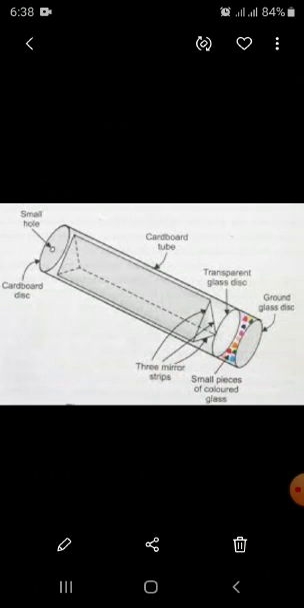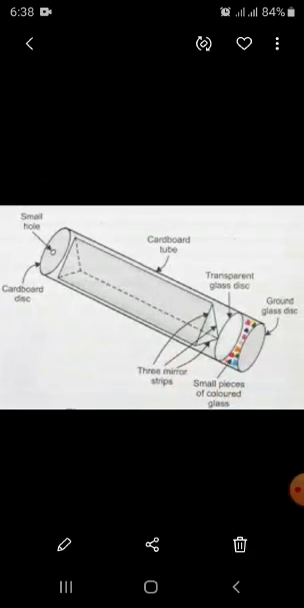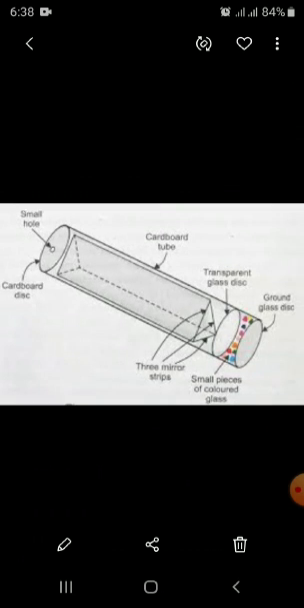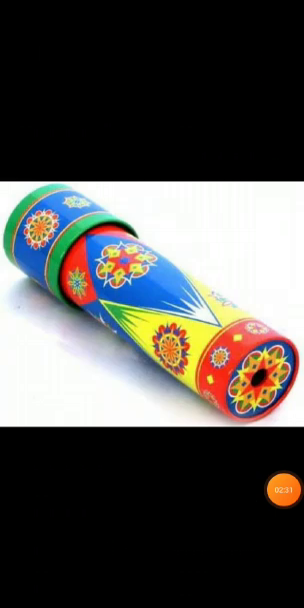When the light enters through this small hole and passes through the mirrors, you can see the pattern created by the reflection. The reflections bounce off the mirrors against one another as the light passes through the tube. These bounces of reflection form the patterns which you can see inside the kaleidoscope. And when the kaleidoscope is shaken or rotated, the reflections change, creating new patterns. So this is all about the kaleidoscope, which is actually a toy.